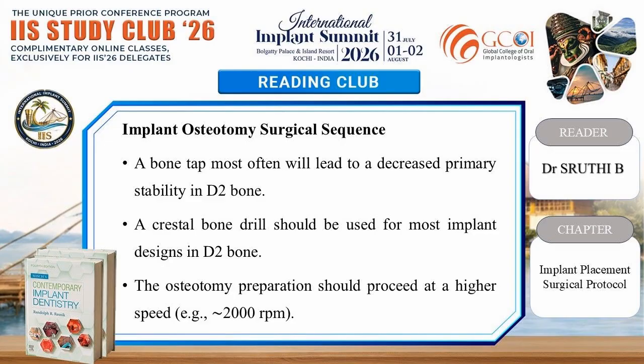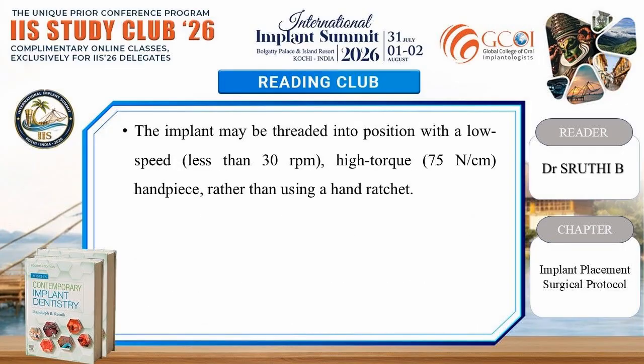Implant osteotomy surgical sequence. A bone tap most often will lead to a decreased primary stability in D2 bone. A crestal bone drill should be used for most implant designs in D2 bone. The osteotomy preparation should proceed at a higher speed, for example approximately 2000 rpm. The implant may be threaded into position with a low speed, that is less than 30 rpm, high torque 75 Newton centimeter, handpiece rather than using a hand ratchet.